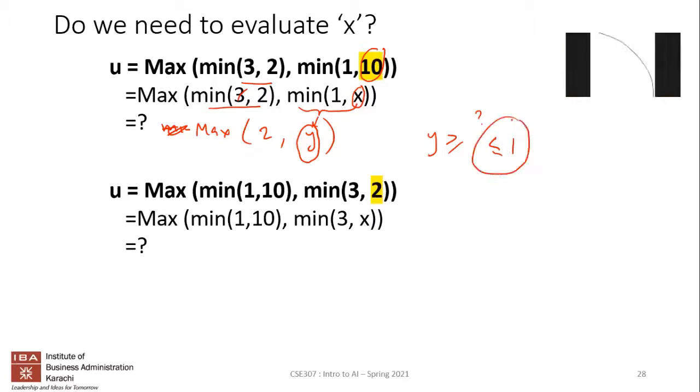So if y is less than or equal to 1, then what is this going to be equal to? It's going to be the maximum of 2 and a number y, and y is less than or equal to 1. So clearly the answer is 2. Okay?